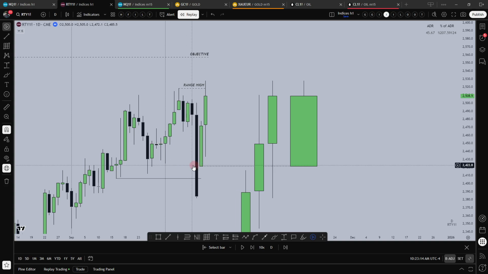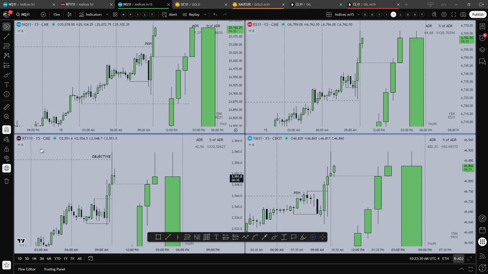So this is gonna be a recap for today. Today is, what, 15th of October 2025. So going into the day, I had two expectations for indices, which was either longing RTY towards this objective. I would explain the why in a few moments.